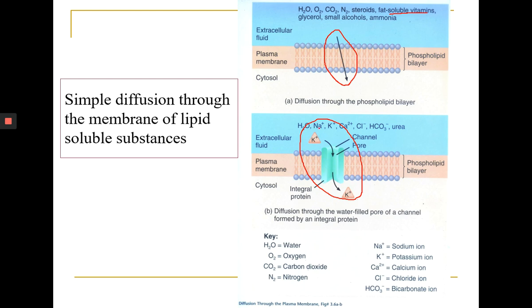So this is a potassium channel, potassium will diffuse. If it's a sodium channel, sodium will diffuse. So sodium and potassium through the channel, the way they are transported is by simple diffusion. But here the condition is that this channel has to be open. Then simple diffusion through the membrane of lipid soluble substances. Okay.